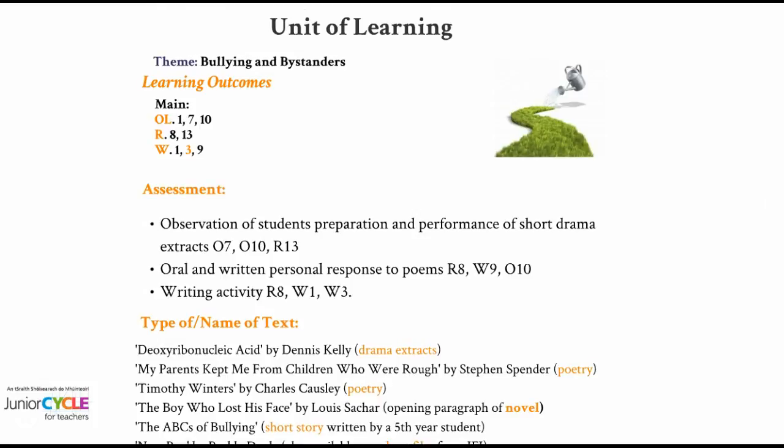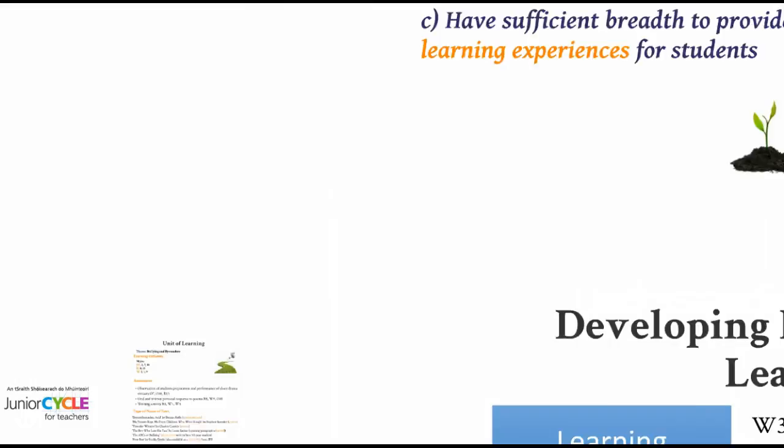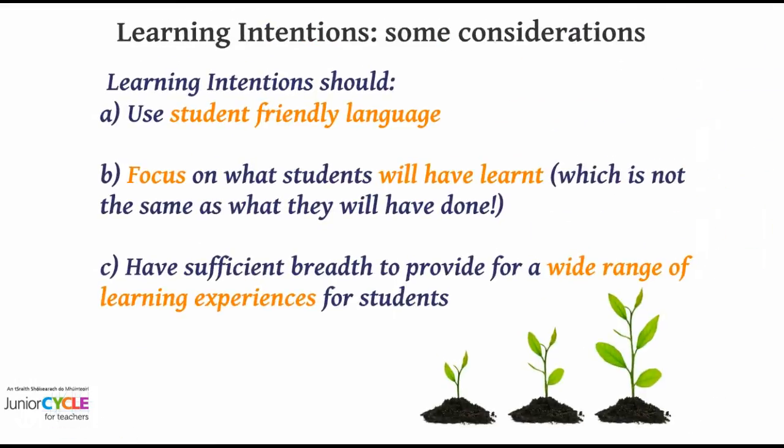Pause the screencast now and look at the other learning outcomes that I have identified in my plan. Choose one of the learning outcomes, preferably a reading or oral language outcome that would complement Writing 3. Working with your colleagues, try to generate a learning intention from the outcome. Now that you have created a learning intention, consider it in light of the 3 points on screen. Please pause the screencast to engage in this activity.